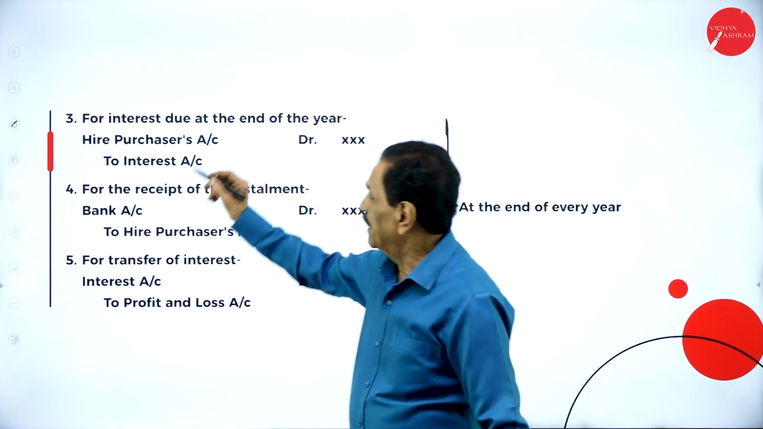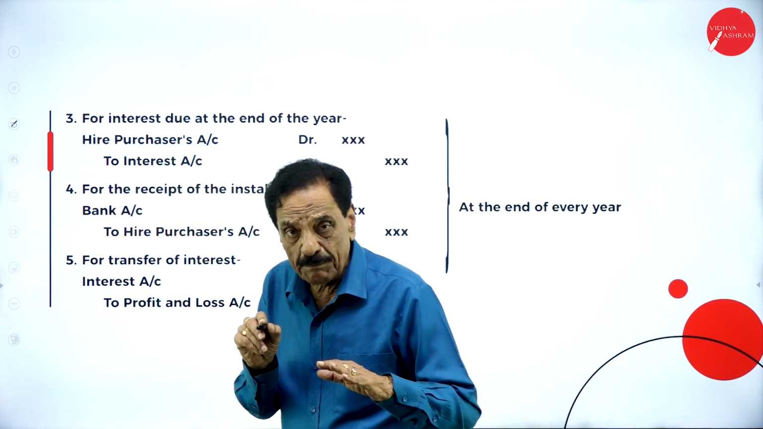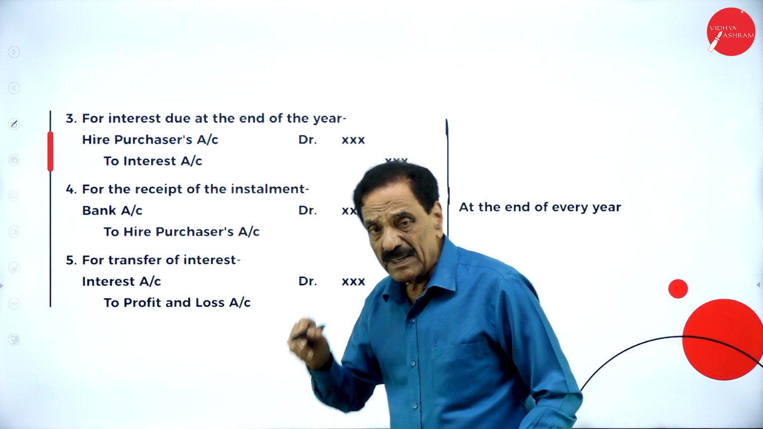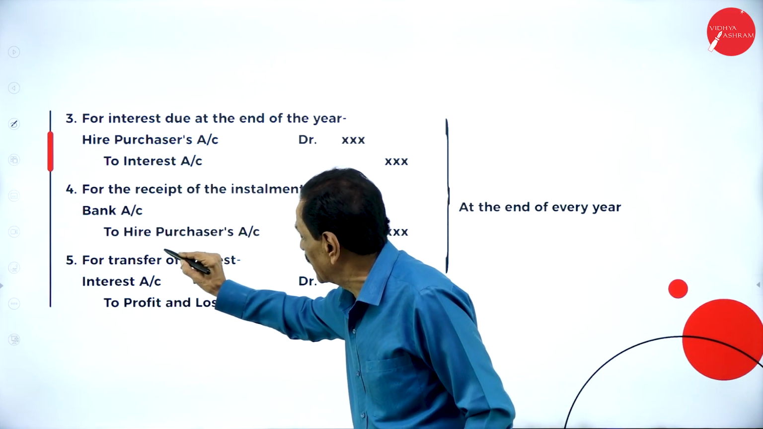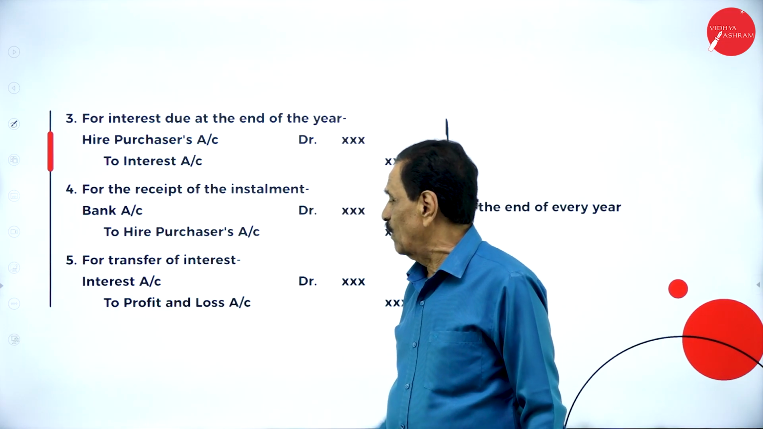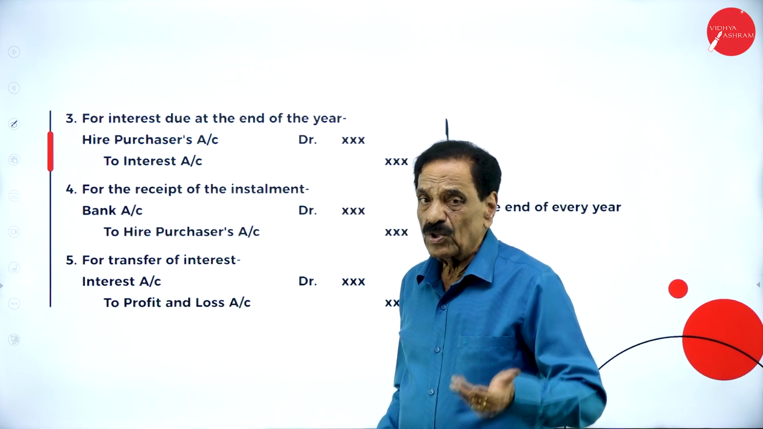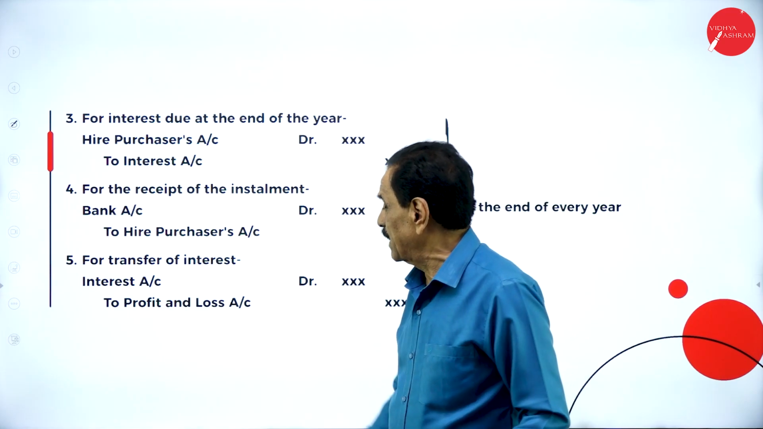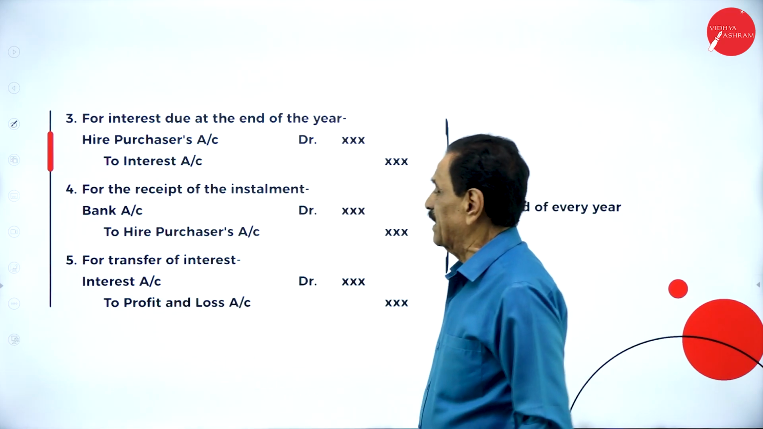Then regarding the interest, who has to pay the interest? Hire purchaser account debit to interest account. When he pays the first installment, bank account debit to hire purchaser account. Transfer entry, because no question of depreciation will come, because the goods have already been transferred to the hire purchaser. Interest account debit to profit and loss account.